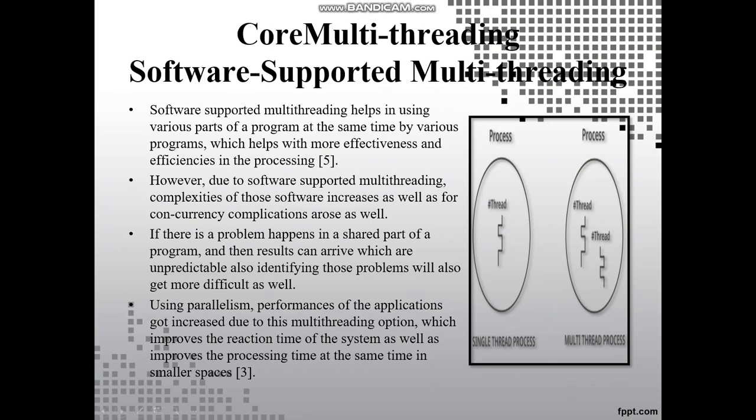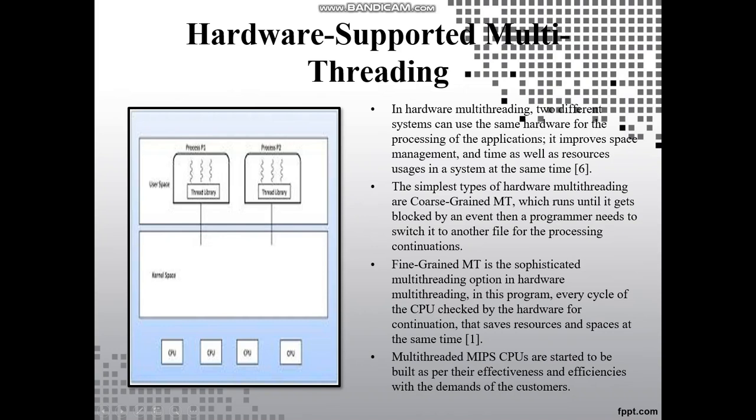Now, we will move to hardware supported multithreading. In this, two different systems can use the same hardware for the processing of applications. With hardware supported multithreading, it improves space management and time management as well as resources. Coarse grained and fine grained multithreading are the simple types of hardware multithreading. Coarse grained multithreading runs until it gets blocked by an event. Then a programmer needs to switch it to another file for the processing continuation.